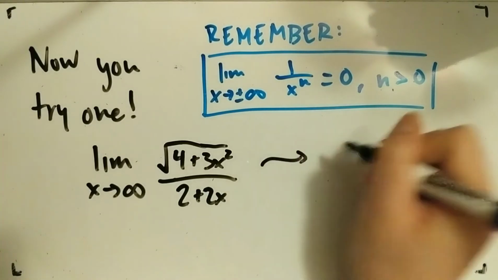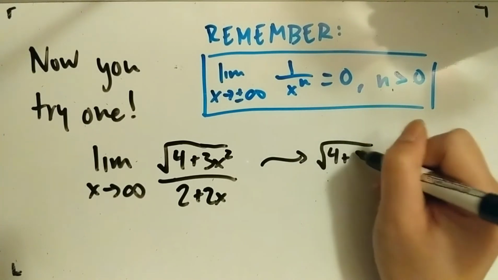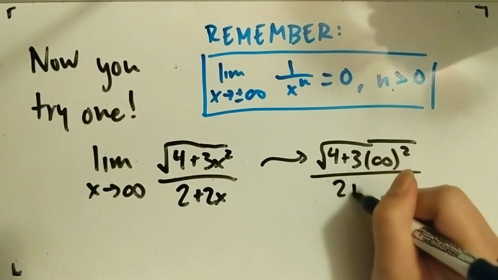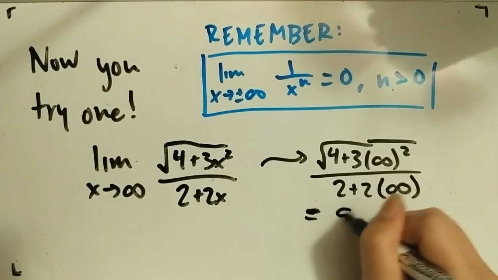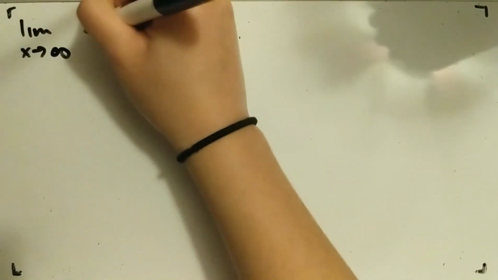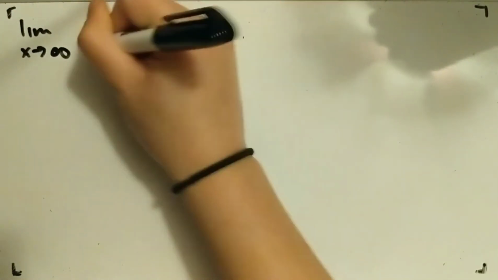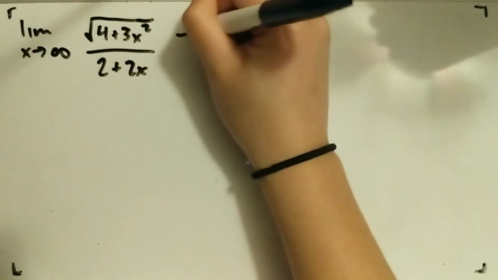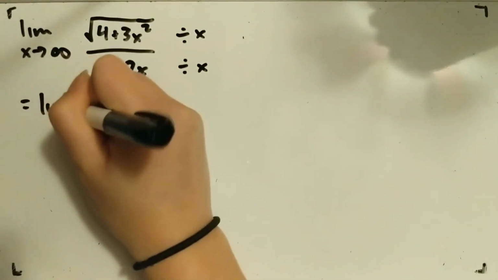Ready? Okay, so as usual, first you need to do direct substitution to make sure that we get infinity over infinity. Now, take a look at the degrees to figure out what we're dividing by. In here, the degree is 1.